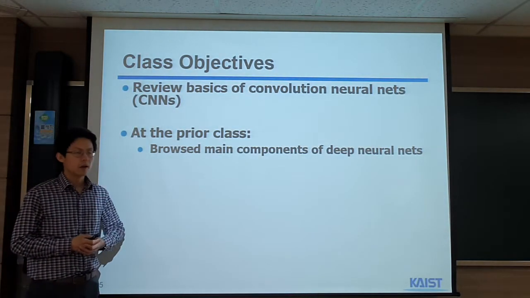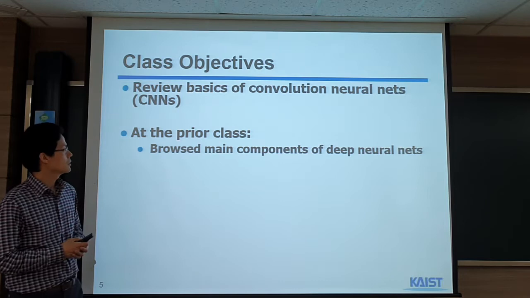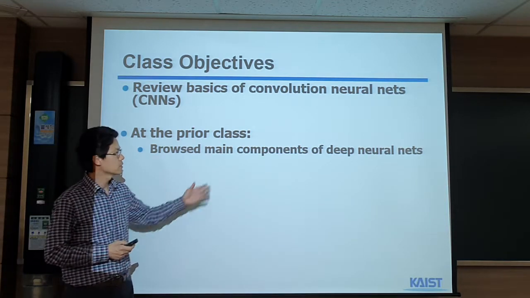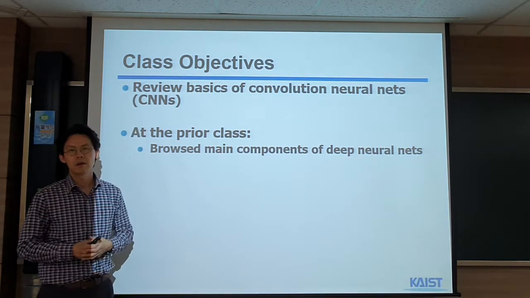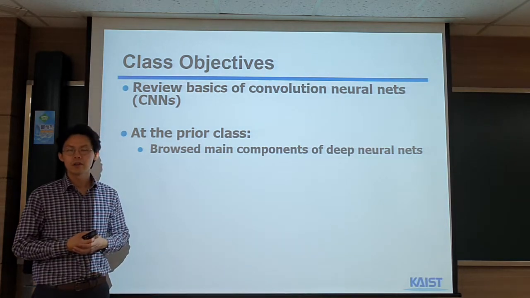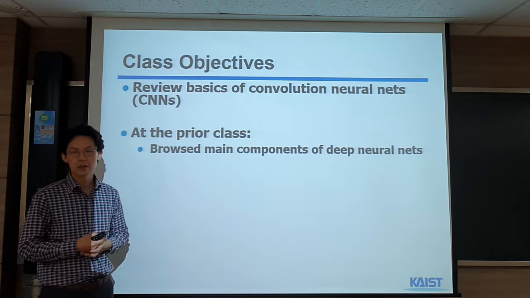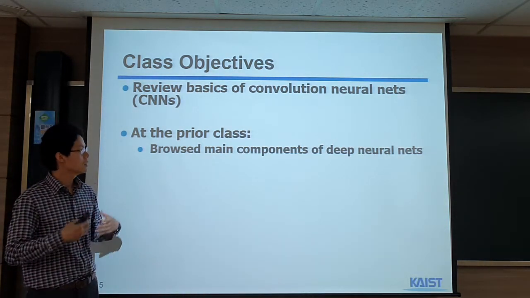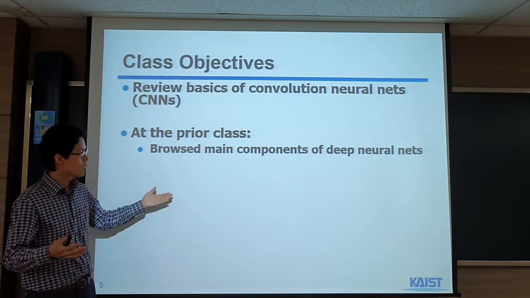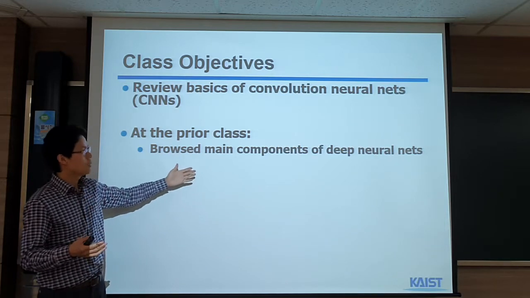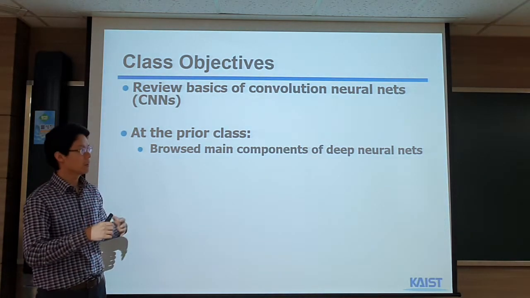So last time we talked about some of the main components of the deep neural net. In this class we require that you already know some of the basics of the deep neural net, and also the convolutional neural net. I briefly went over some of the main components of the deep neural net, what their main concepts are, and things like that.